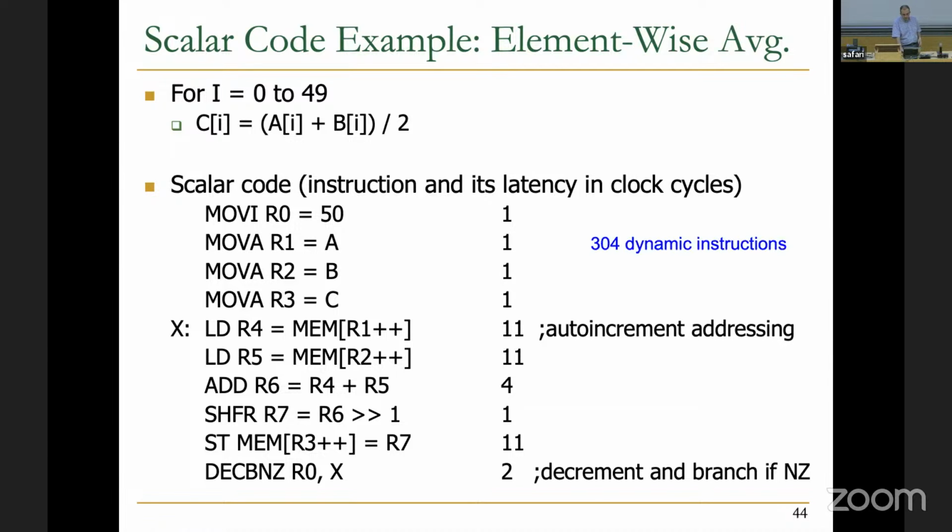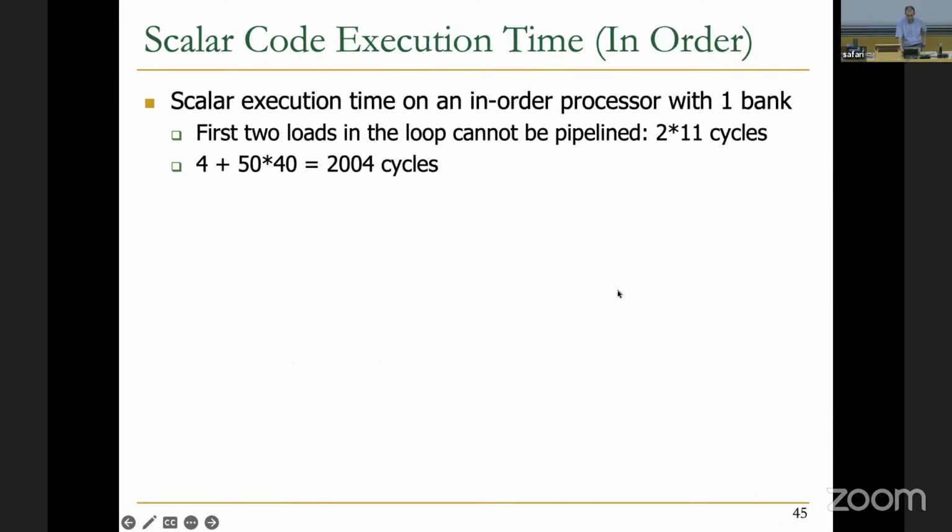Okay. So here you have 304 dynamic instructions. You have 4 instructions here, and then you have a loop here. Then essentially you need to count the number of iterations that you loop here. You have 1, 2, 3, 4, 5, 6 instructions, and it's going to iterate 50 times. So it's going to be 300 dynamic instructions that you're going to run here, and 4 instructions here. So overall, you have 304 dynamic instructions.